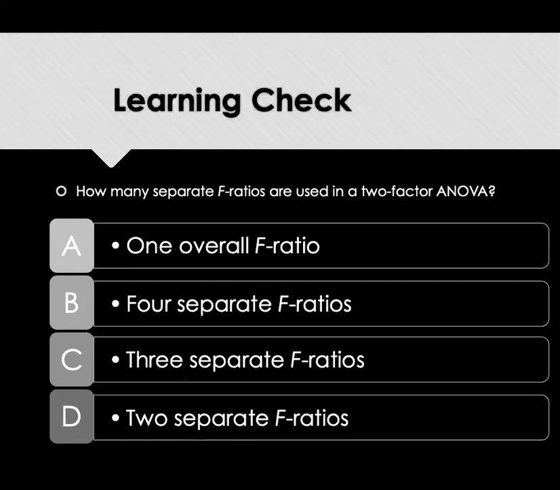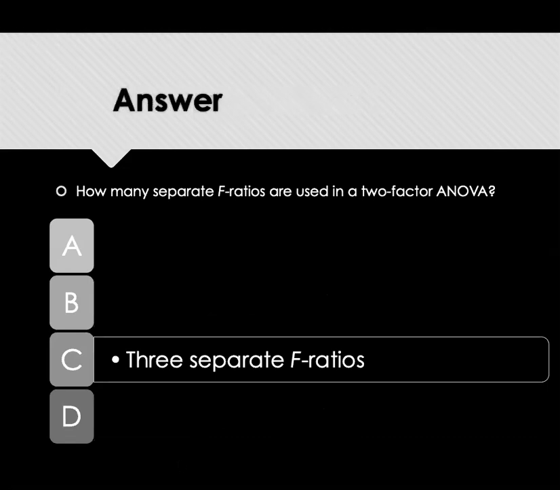Okay, so let's do a quick learning check. How many separate F ratios are used in a 2-factor ANOVA? 1 overall F ratio or 2, 3, or 4 separate ratios? I'll give you just a minute. Okay, so the answer is C, 3 separate F ratios.